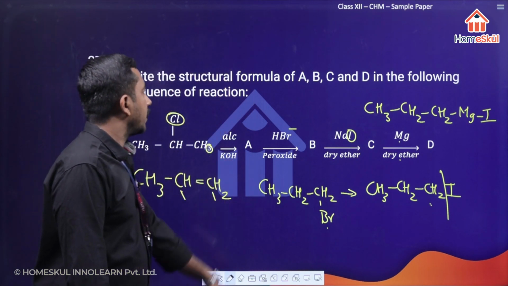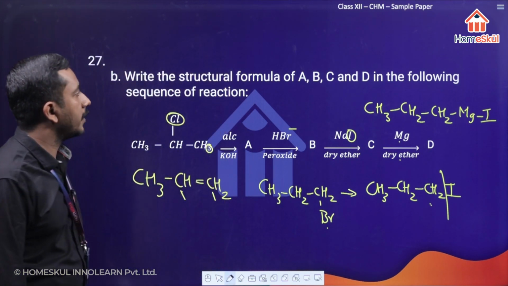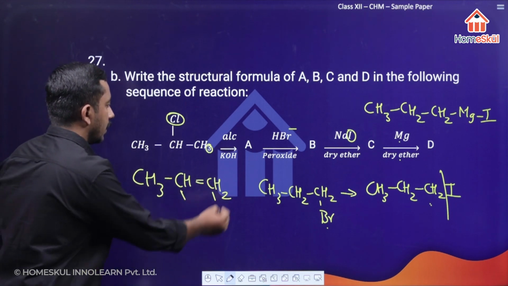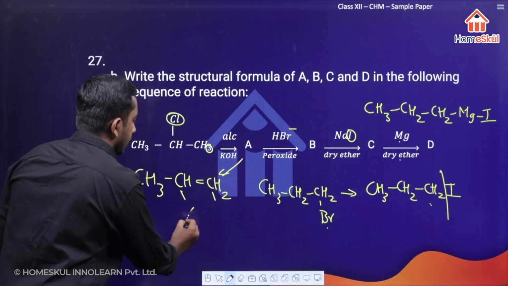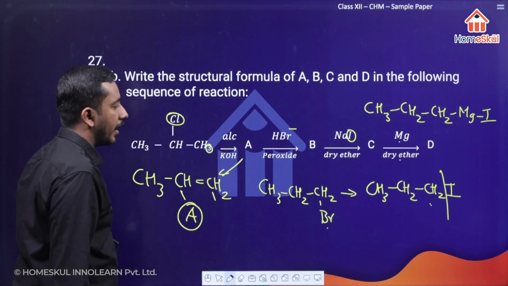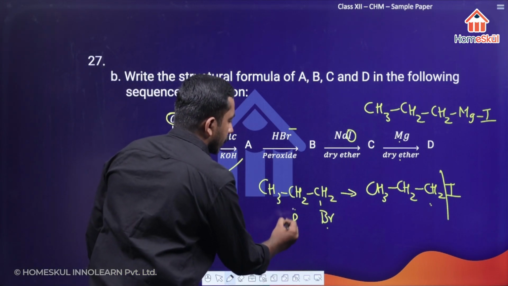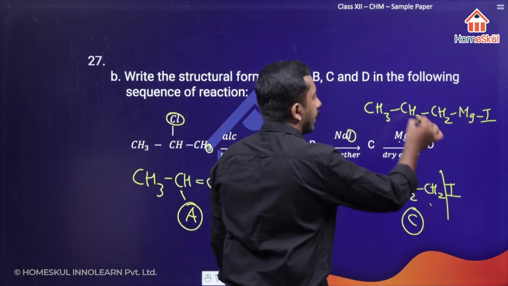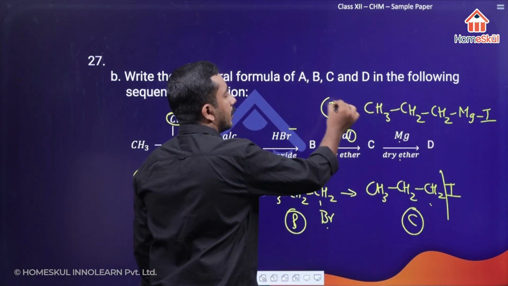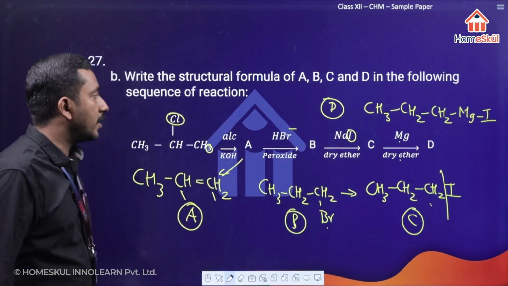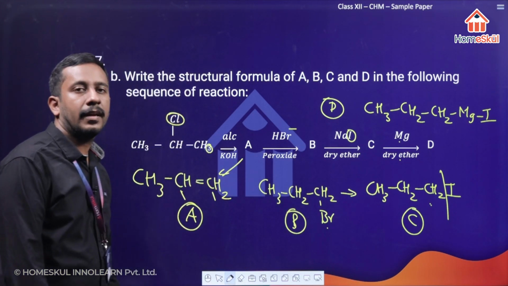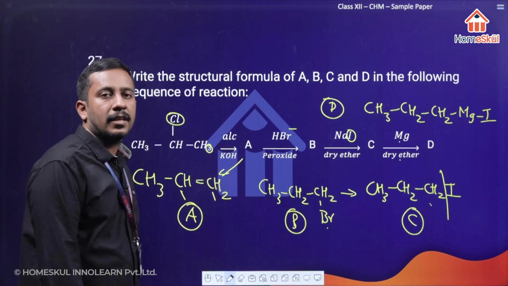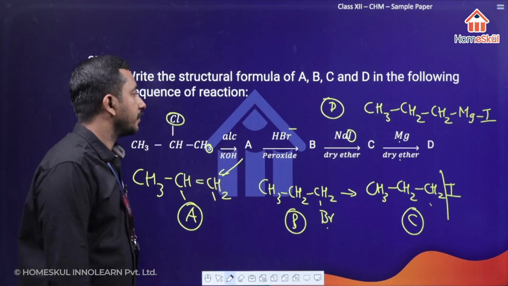So this is the sequence of reactions that is happening here. We have been asked to write the structural formulas of the compounds A, B, C and D. So this alkene is our first product A, and this bromide is our second product B. The iodide replaced one is C, and the Grignard reagent that is obtained in the final step is our product B. So this is a sequence of reactions that is happening here. Our end product is a Grignard reagent, which is of the general formula RMgX.